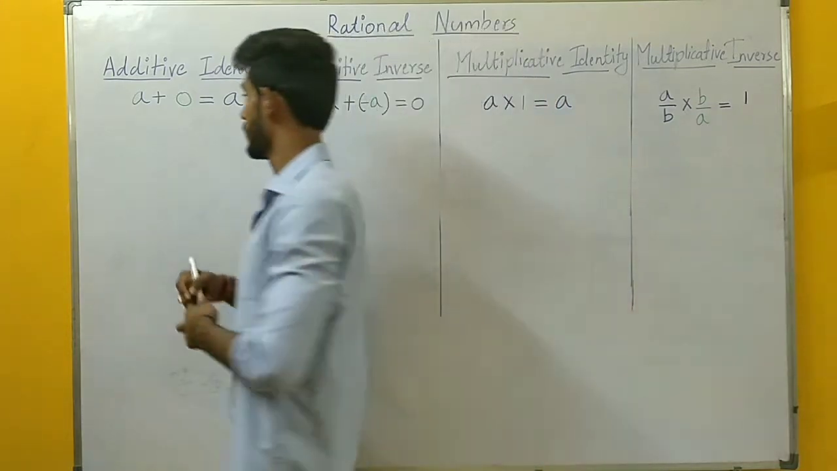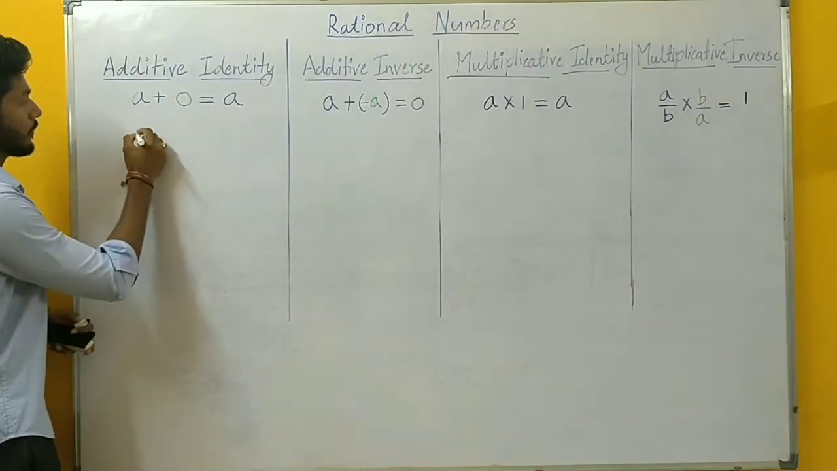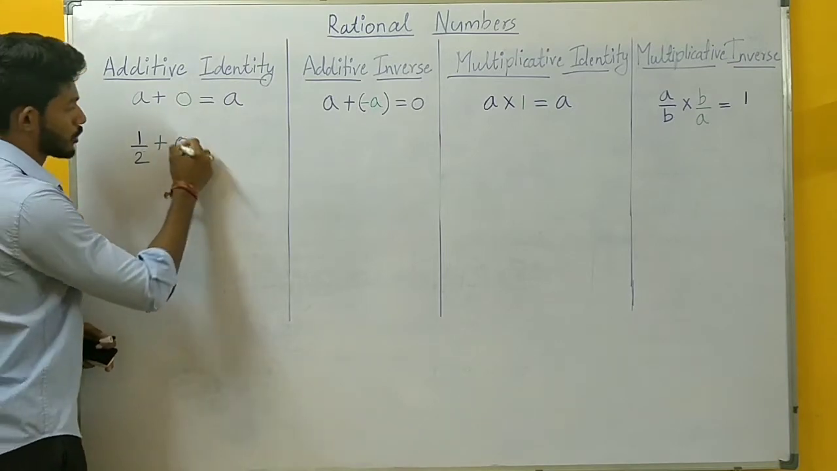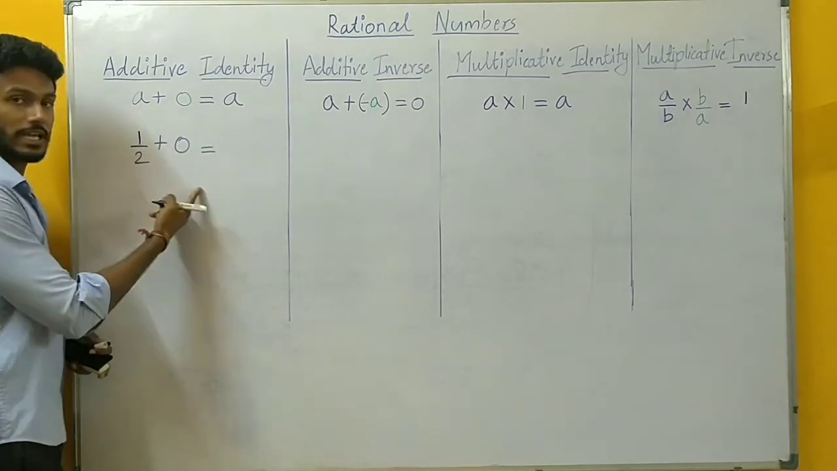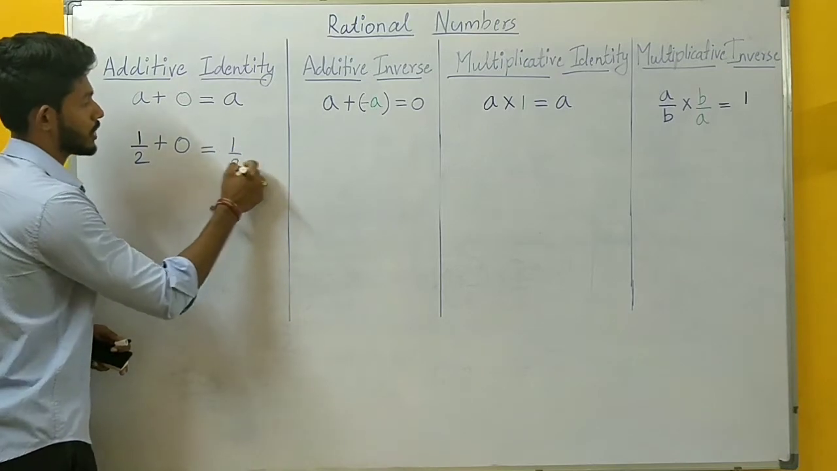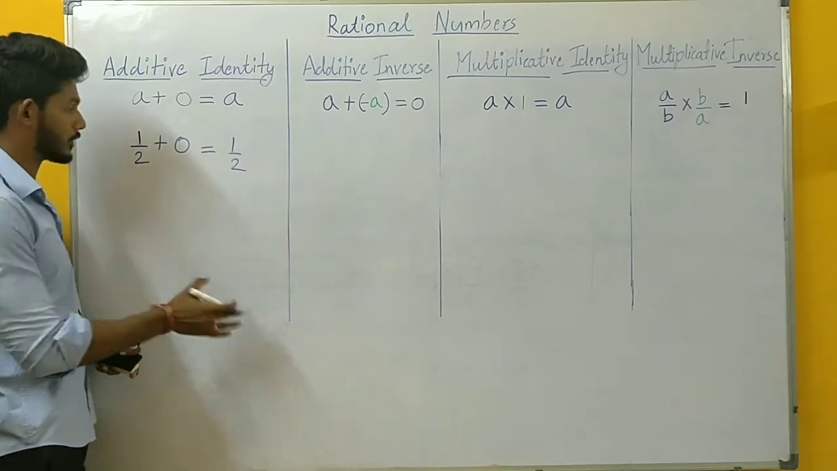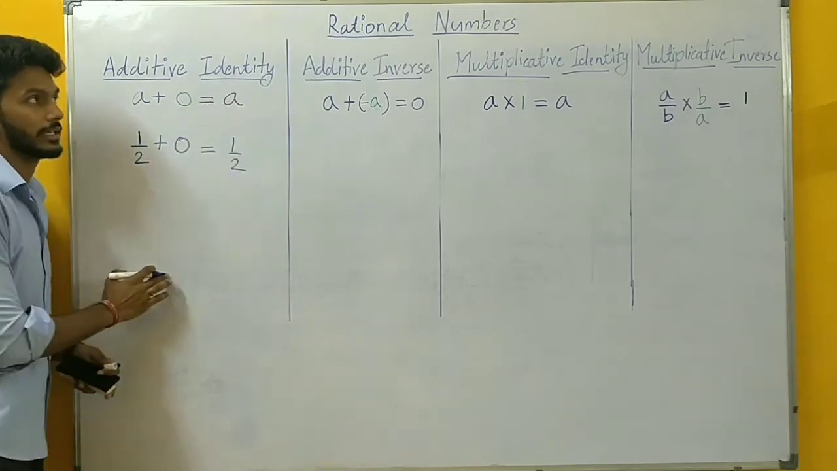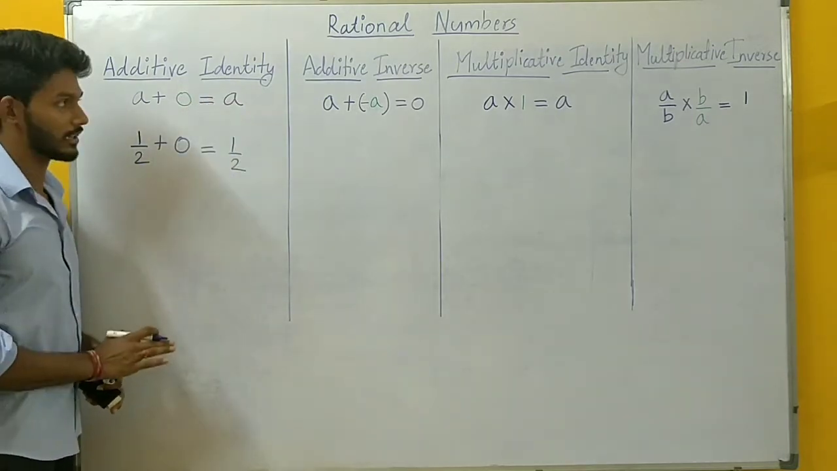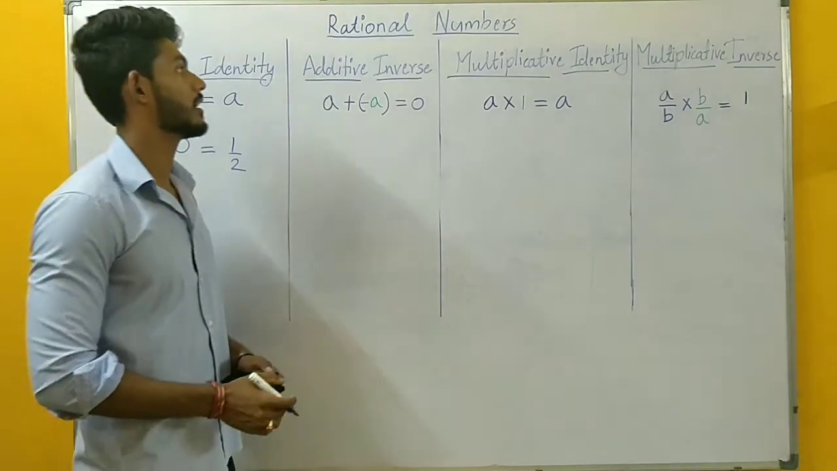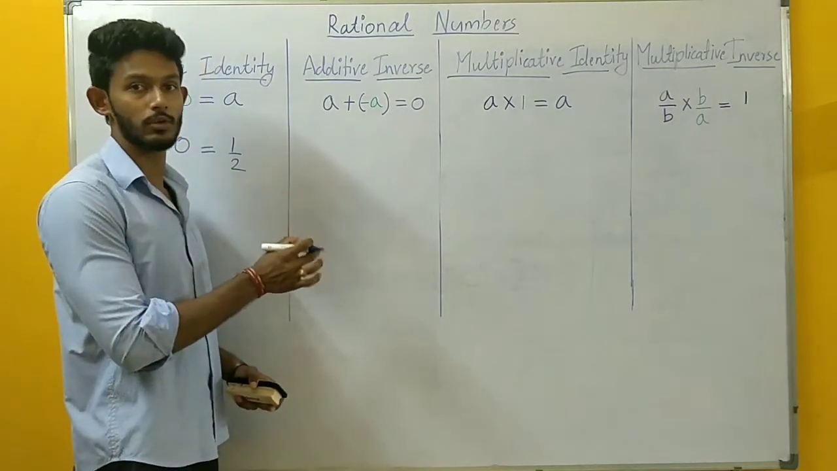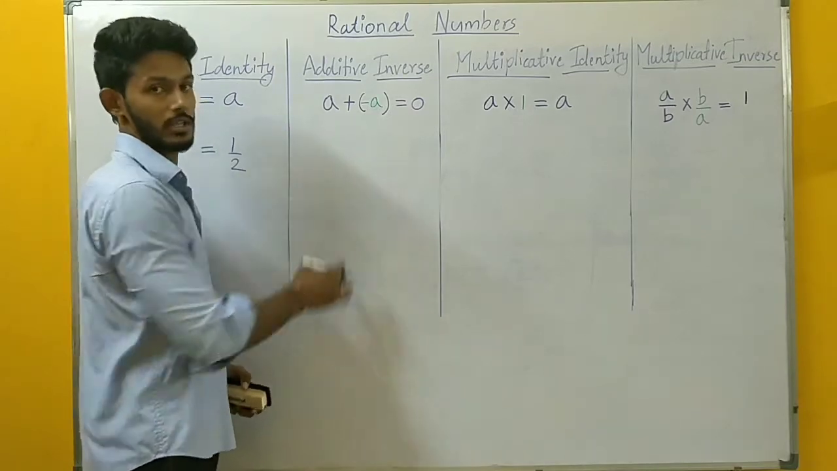For example, suppose we have 1 upon 2 and we add 0 to it, we will get 1 upon 2 because adding 0 means adding nothing at all. Therefore this 0 is called the additive identity for all the rational numbers. Now let's look at the additive inverse. Additive inverse is the negative of the given number.